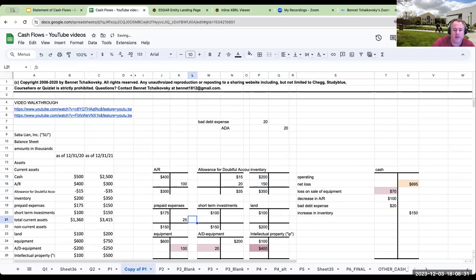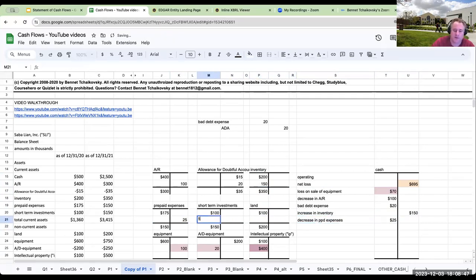My prepaid expenses, right? This decreased by 25. How do I get from 175 to 150? I do the opposite to cash. My description is going to be a decrease in prepaid expenses.